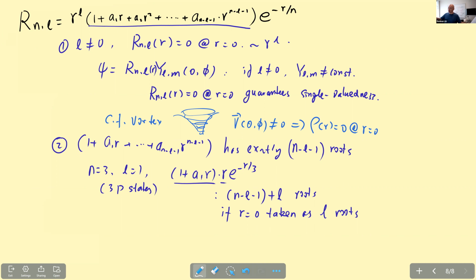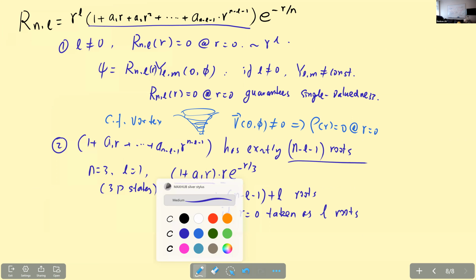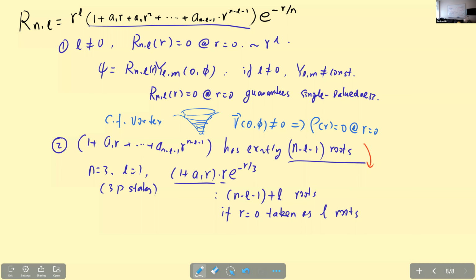So if you have a larger L, the number of roots goes down if L goes up, right? So this is different from what we have in the one-dimensional problem. In one dimension, we know that if you know the energy, the Lth energy level would have L roots, right? But here it seems that the number of roots is not totally determined by this energy, but also determined by this angular momentum L, okay?